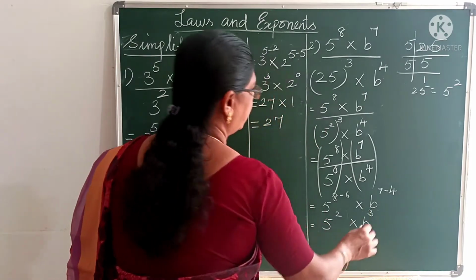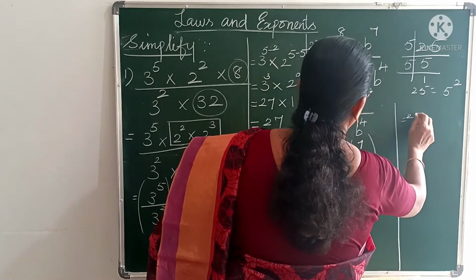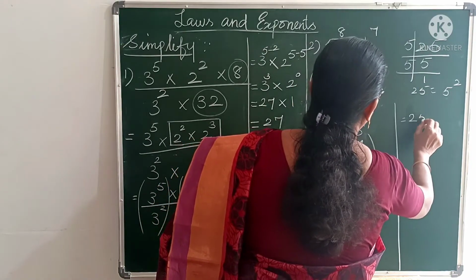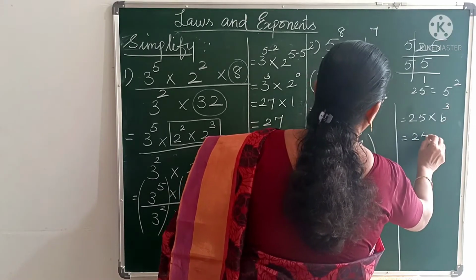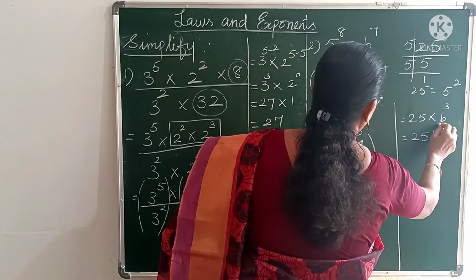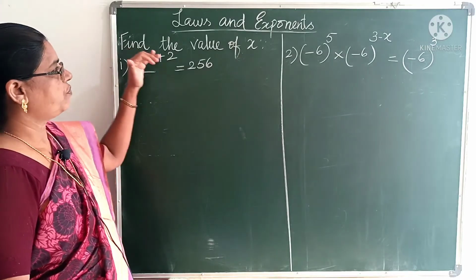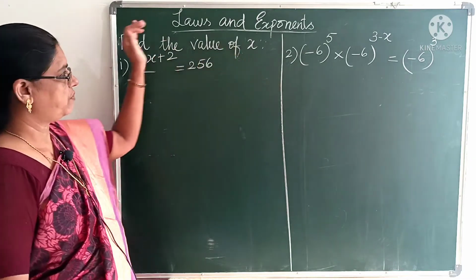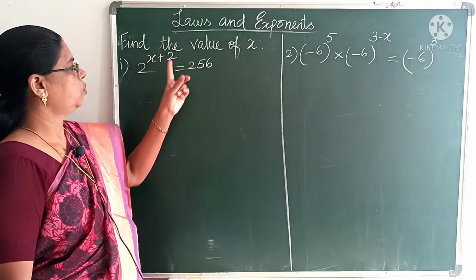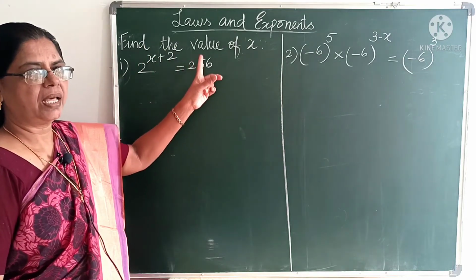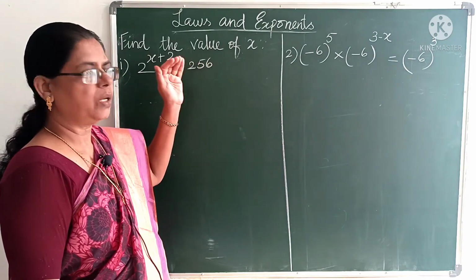What is 5 square? 5 square is 25. So 25 into b cube is equal to 25 b cube. Children, we will learn how to find the value of x. Find the value of x. 2 power x plus 2 is equal to 256. 256 is not in power notation.